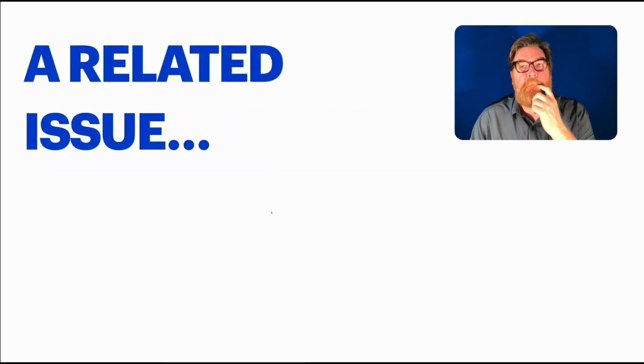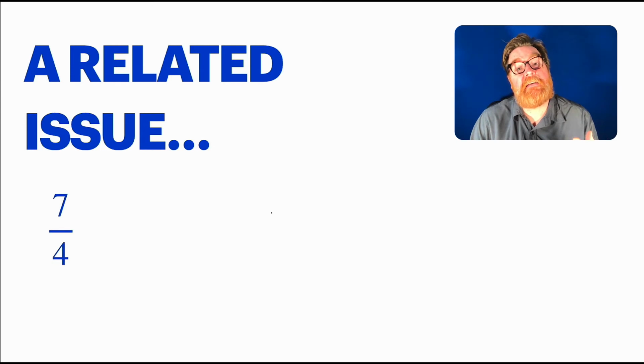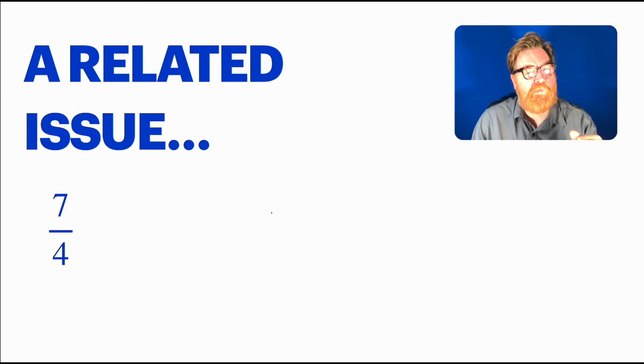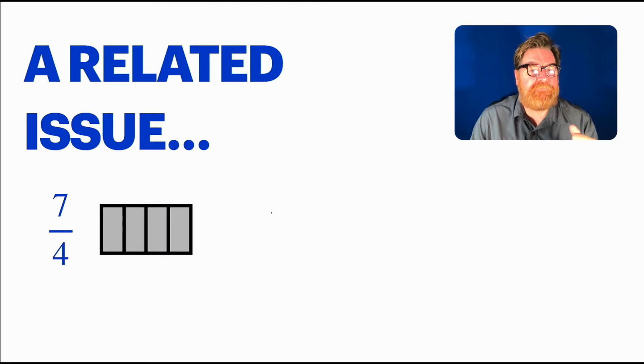I'll tell you what, here's a related issue. What do you think we mean by that fraction, 7/4? It's a little different than the ones we've seen so far because this time the numerator is bigger than the denominator, isn't it? Well, let's use our bars to make sense of this. All right, there's a bar. If I split it into 4 equal pieces and keep all of them, that's one whole, right? 4/4 is 1. But we need 7/4. That means we need more than one bar.